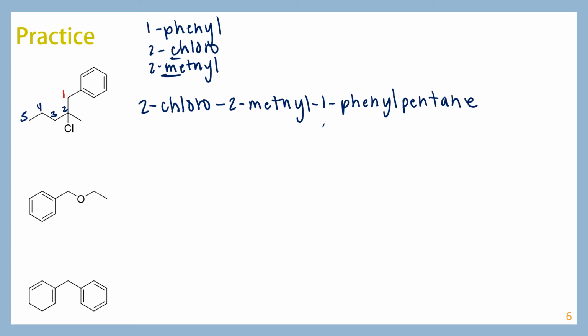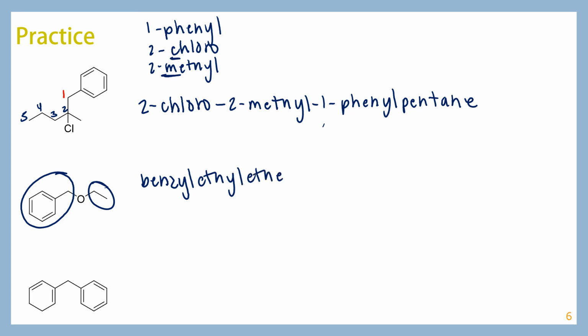Now, the next one is kind of a head scratcher. Definitely the easiest name and the one that I'd be happy to accept would be to use the common naming for ethers. So you have a benzyl group, you have an ethyl group. We could call this benzyl ethyl ether. And in fact, that is the name most frequently used for this compound. This compound is kind of interesting because it kind of has like a fruity smell, but it's found in cocoa products.